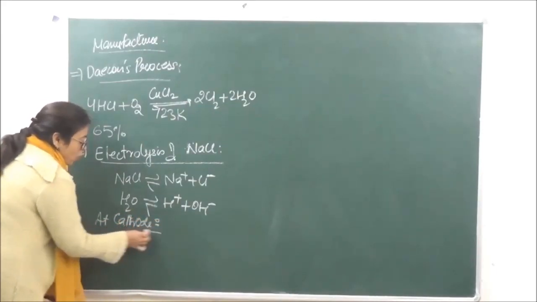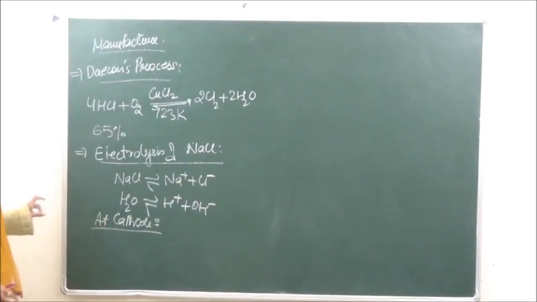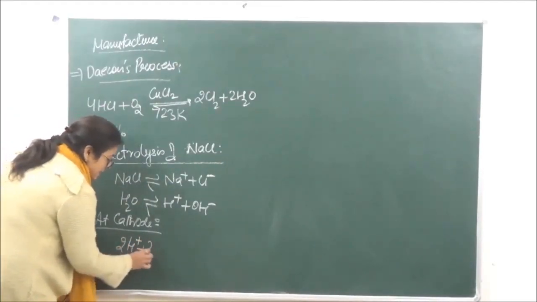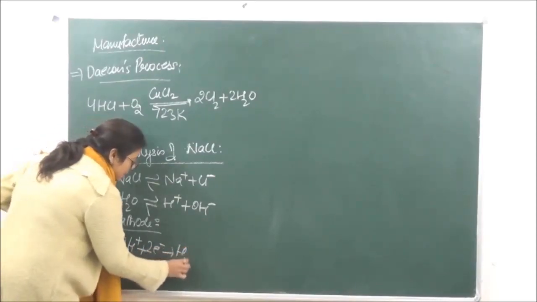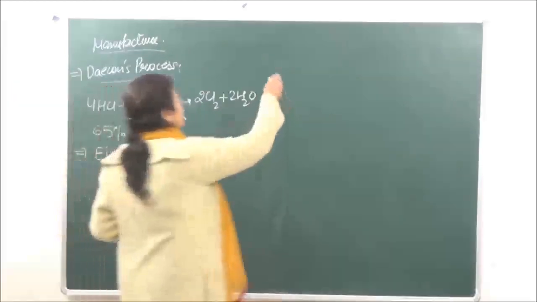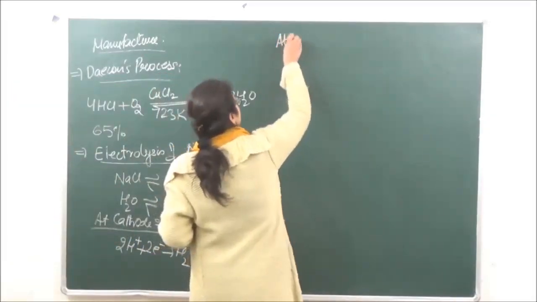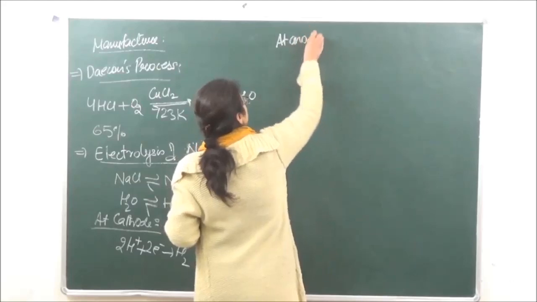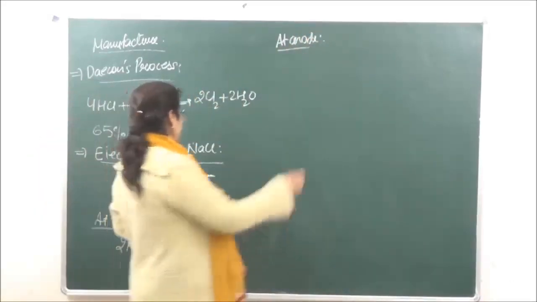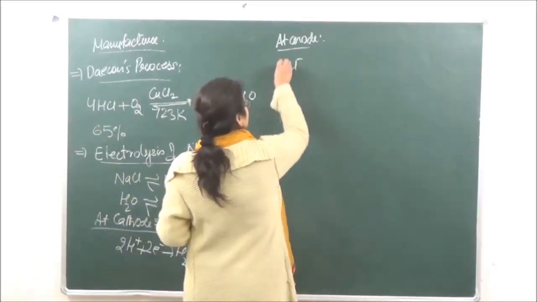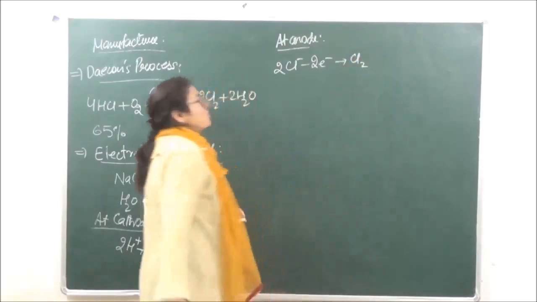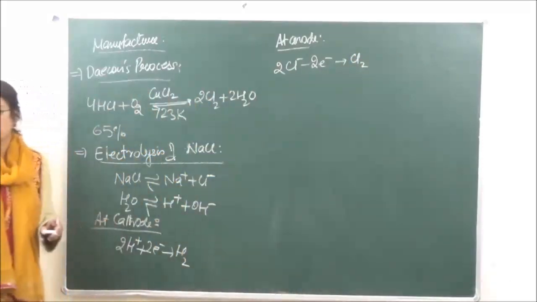At the cathode, because of the higher electrode potential of hydrogen, hydrogen is going to be liberated at the cathode. And then at the anode, due to high overvoltage, we have already discussed this in electrochemistry, the reaction is going to be the production of chlorine at the anode.